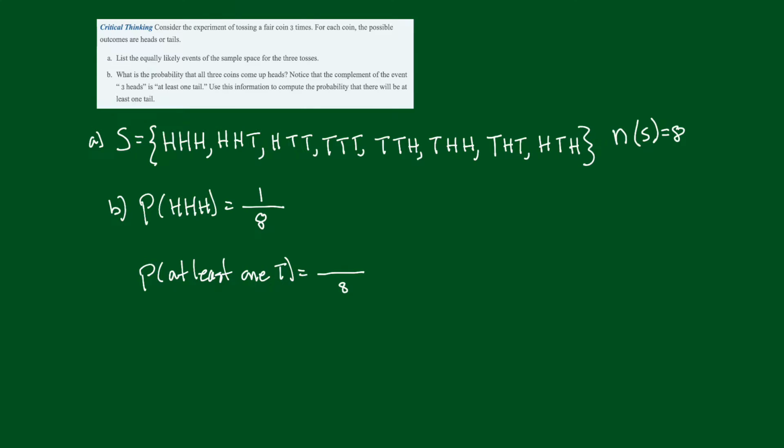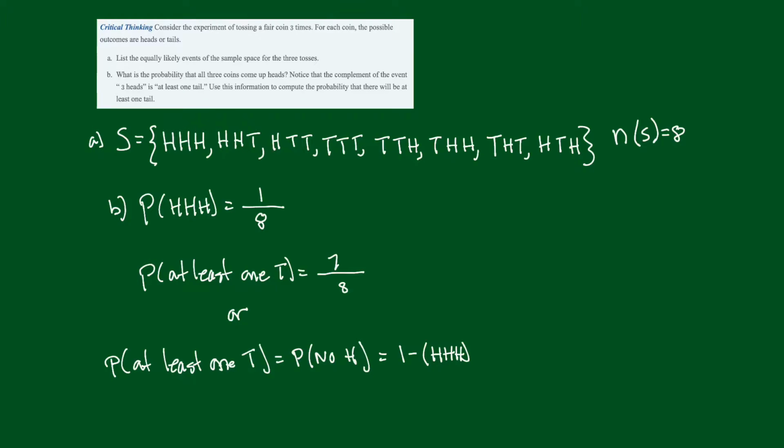Now, how many of these up here have at least 1 tail in them? All right, just count them. Anything that has a T in it. 1, 2, 3, 4, 5, 6, 7, right? At least 1 tail means there's at least 1 T in there. So I could write it as 7/8.